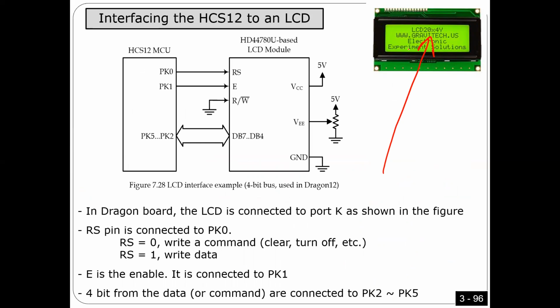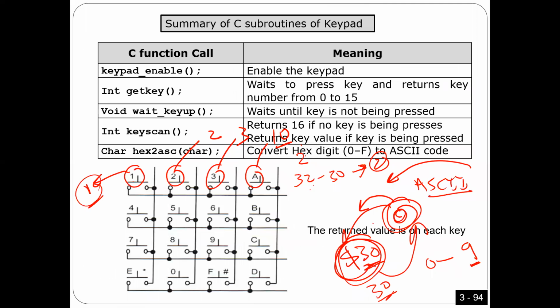Is that okay, guys? So if the keypad gives me number 0 in C language, I should not send the 0 here, right? If I want to display 0 here, I have to send the ASCII of 0. So whatever number I get here, I have to add 30, and after I add 30, I'm going to send it here, because I have to convert the number to ASCII. Anyway, we also have a subroutine to do that.